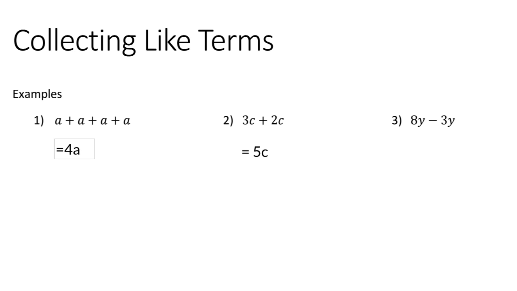In number 3, we've got 8y subtract 3y. Slightly different. We're not adding things on, we're taking away. But it's the exact same principle. If I've got 8y and I take 3 of them away, then I'm left with 5y.